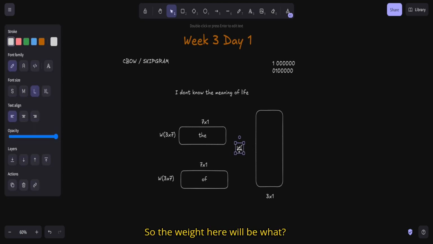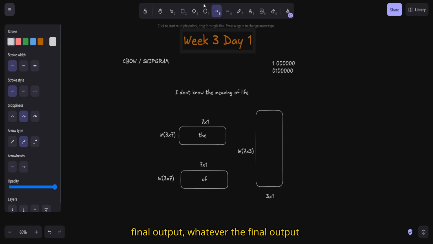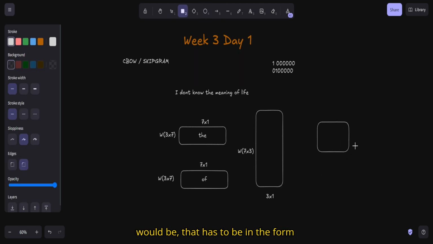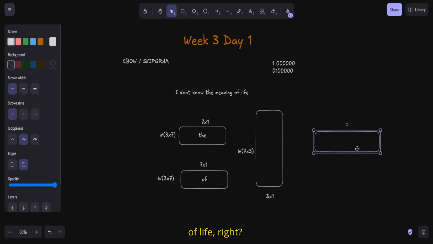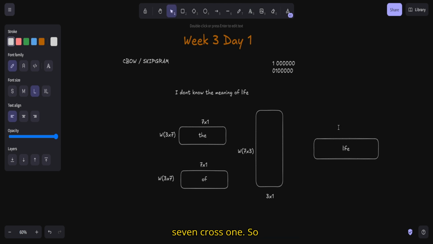So the weight here will be what? It has to be something into 7, 3. So it has to be 7 into 3, because if I am multiplying weight into this, right, then whatever the final output would be, that has to be in the form of "life", right? And so what is "life"? "Life" is nothing but 7 cross 1. So 7 cross 3 into 3 cross 1 will give me my 7 cross 1 "life". Okay. So this is how the whole neural network model looks like.